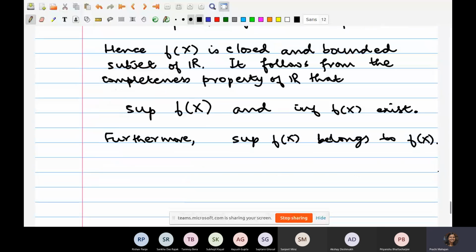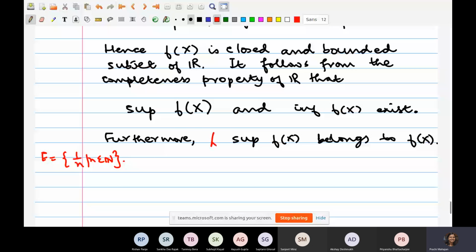Why is that the case in this case? See, for example, if I look at the set E as 1 by n, because it is closed. Yeah, thank you so much. I'll just write it down here.